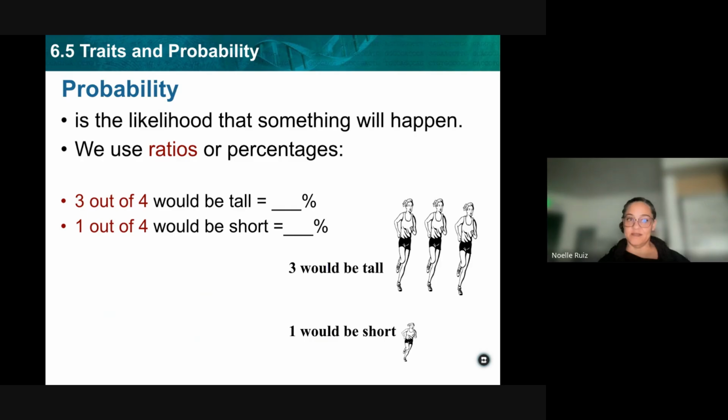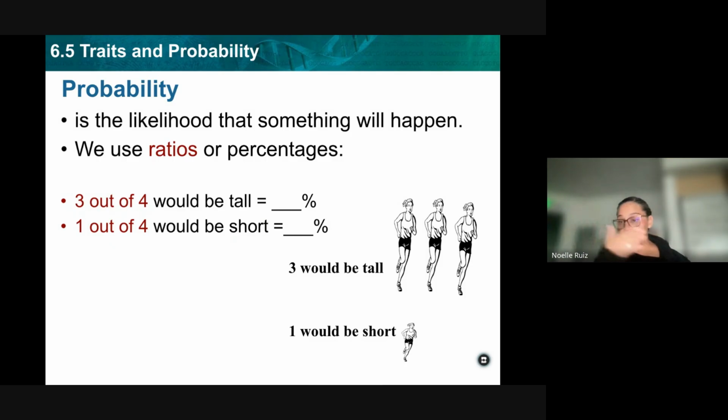Yep, good, Cynthia. So probability is the likelihood that something will happen. Sometimes we use ratios. We use more percentages. Your questions online will be all percentages. So like I said, 3 out of 4 would be tall. What's that percent? 3 out of 4 chances tall is 75%. There's a 1 chance in 4 that child will be short. And then Cynthia gave me the answer last time in the last slide. 25%.